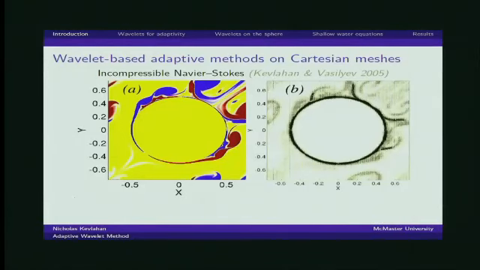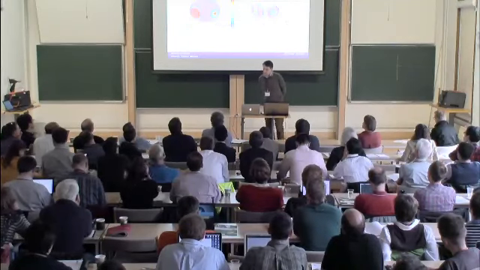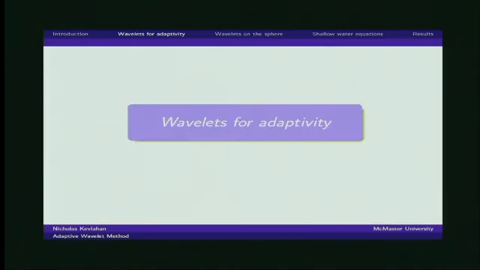Now, I've done this already in the case of engineering type flows. This is flow around a network of cylinders. I've also done it on the sphere, although at this stage I was kind of naive and I forgot about the need to conserve certain quantities. So the question is, can you have dynamic adaptivity using wavelets and still conserve mass and other important quantities? So in particular, can we make the Trisk scheme adaptive?